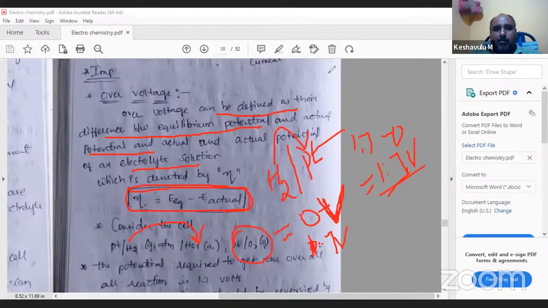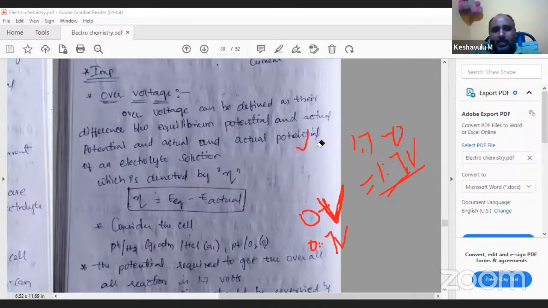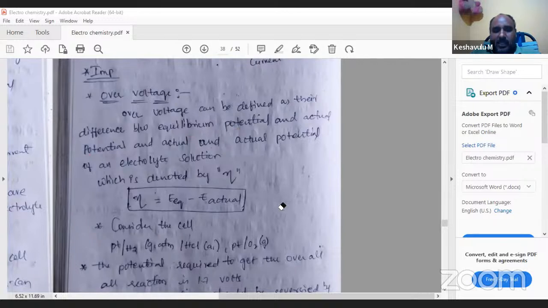So whenever we combine the hydrogen electrode with other gases, it gives some difference in electrode potential. That difference we call overvoltage. The equilibrium position, that is, the actual position of the hydrogen electrode, is 0. The equilibrium position of the hydrogen electrode is 1.7. The difference between them is what we call overvoltage.